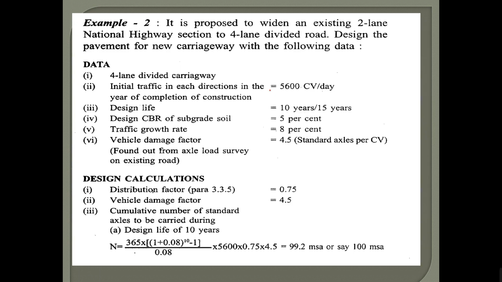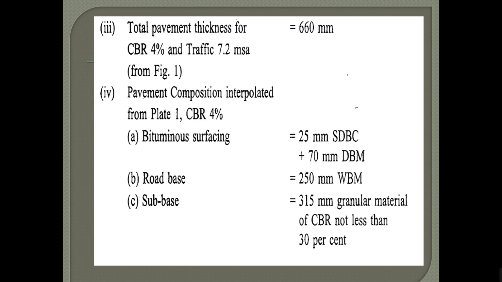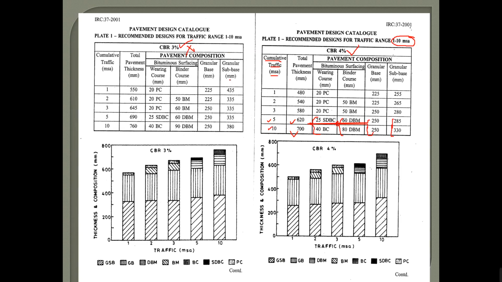Okay, here is what they had done. Say total pavement thickness for CBR 4% and traffic 7.2 MSA, from figure 1. See, this is from plate number 1.